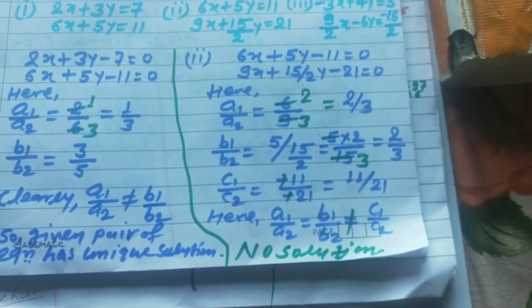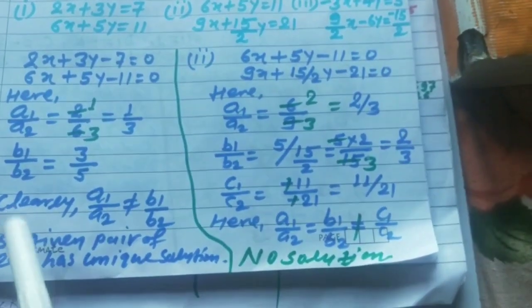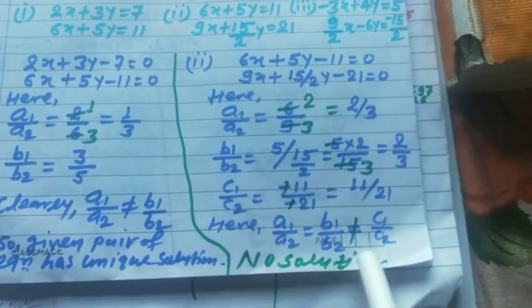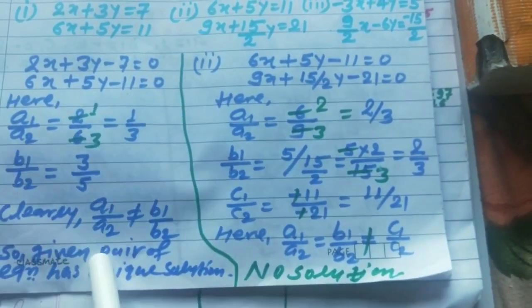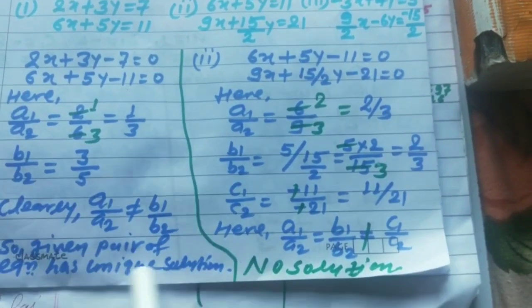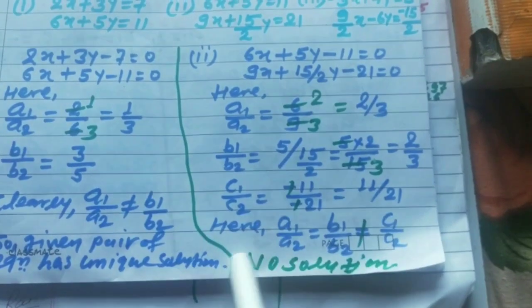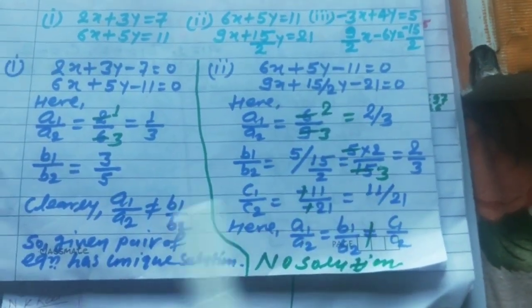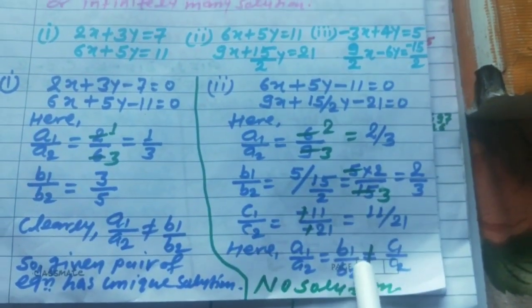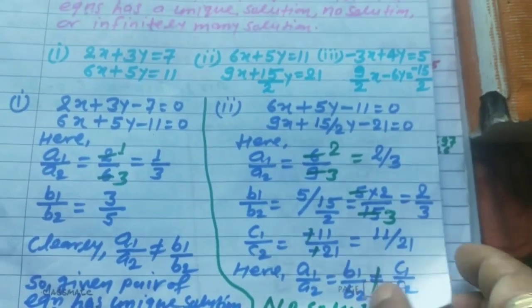Due to scarcity of space on the page, we have not written the full sentence, we have just written no solution. So you have to write it this way: the given pair of equations has, in place of unique, you write no, and then solution. This pair of equations has no solution because A1 by A2 is equal to B1 by B2 but not equal to C1 upon C2. Now let us see the third question.